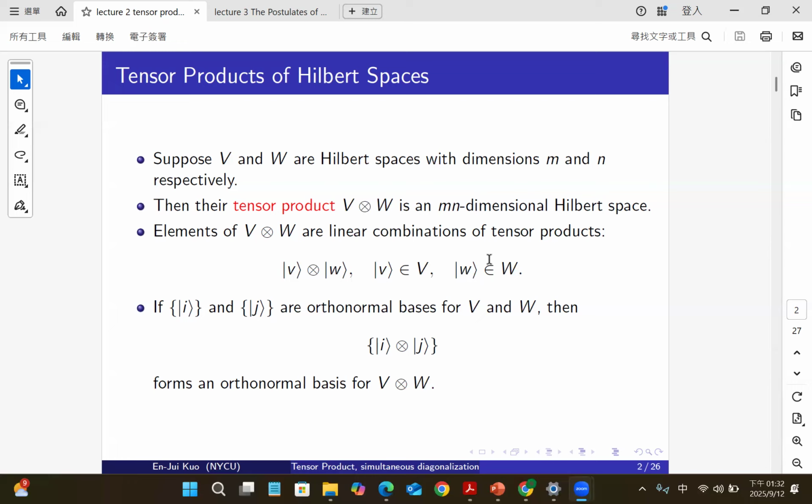Sometimes people doing quantum information or computer science are lazy. People just write |00> and |01>, so they forget about the tensor symbol.